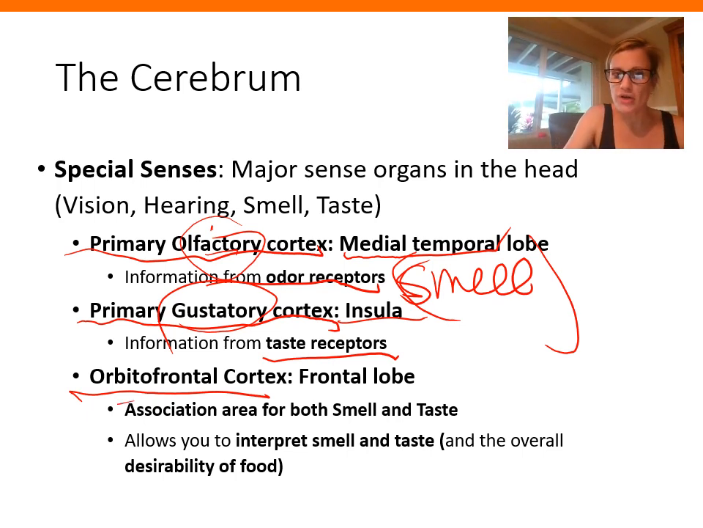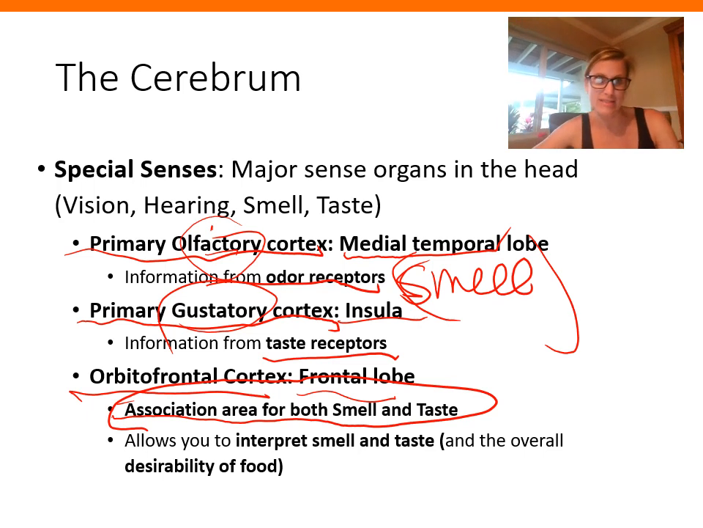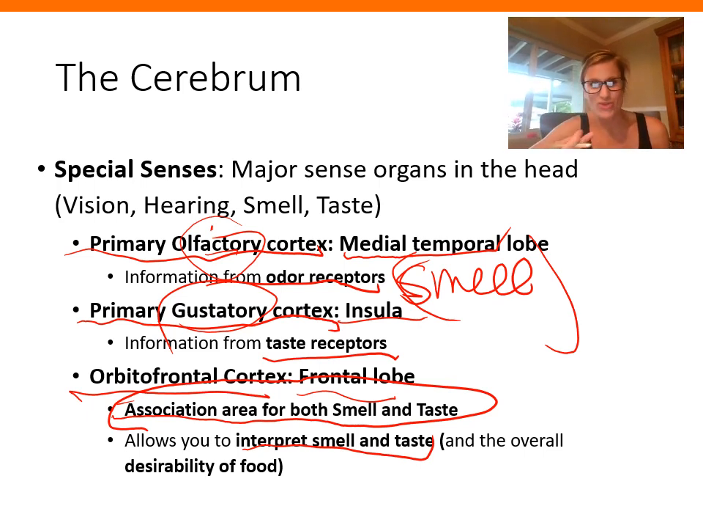And this orbital frontal cortex in the frontal lobe, again, is the association area for both smell and taste. This allows you to interpret smell and taste, and both of these things go hand in hand. They go together. Hence, when you walk into a room and you smell something that smells so good, you can almost taste it, right?